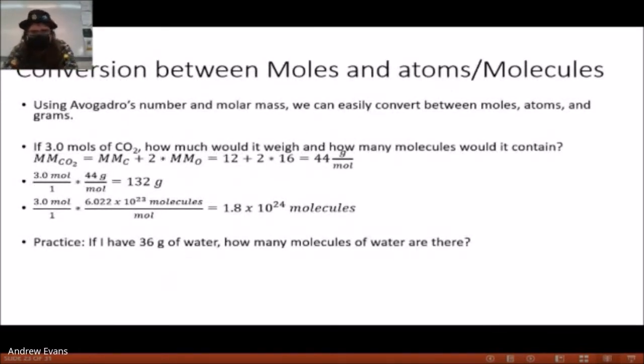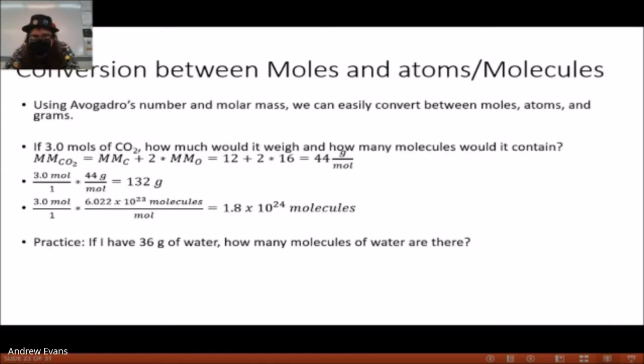So, using Avogadro's number and molar mass, we can easily convert between one and the other. Here are some practice problems, and I'm going to actually start doing some. Hypothetically, we have 3 moles of CO2. How much would it weigh and how many molecules would it contain?